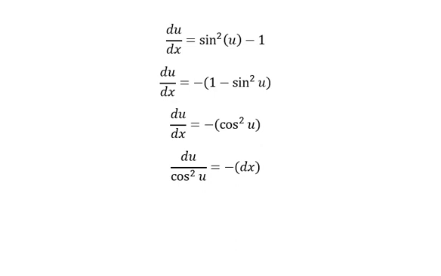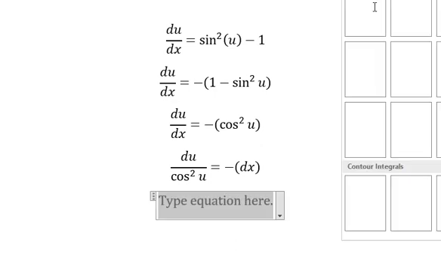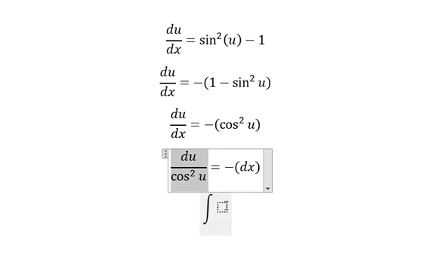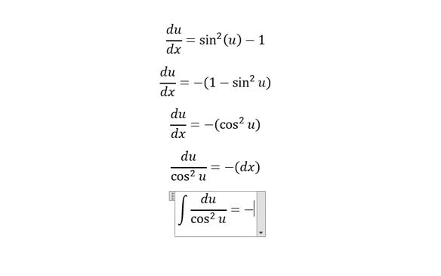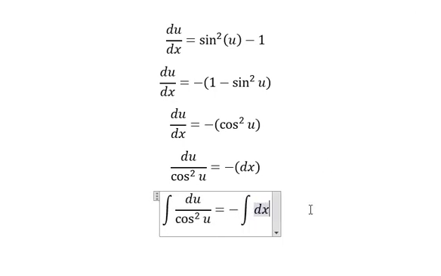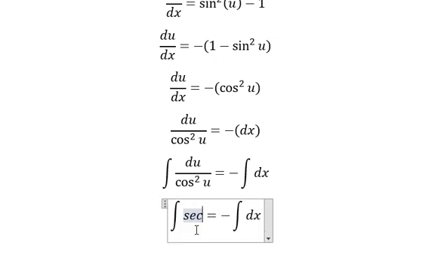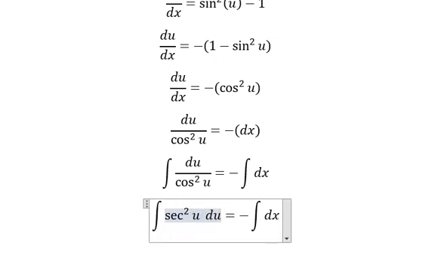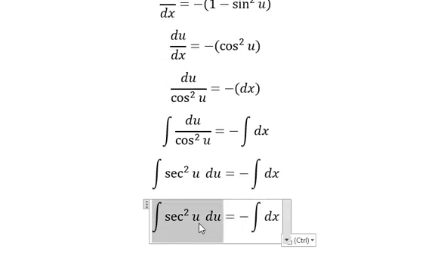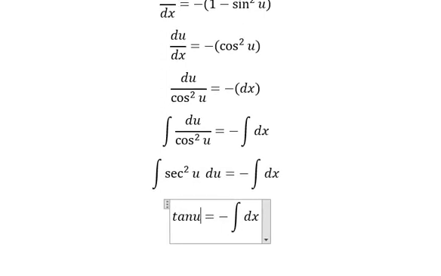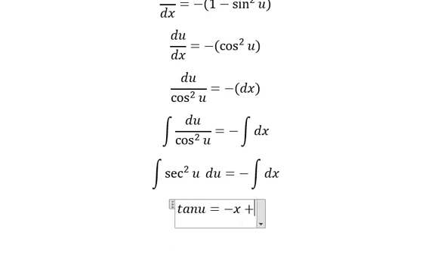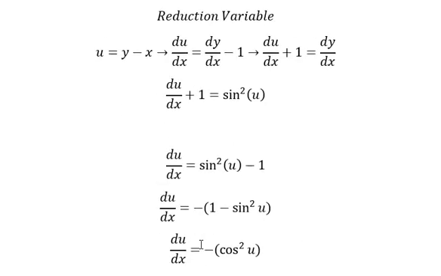Now we put the integration for both sides. This one we change secant of u square du. The integration of this one we have tan u. The integration of the dx you got about x and we put about c. About u, that is about this one.